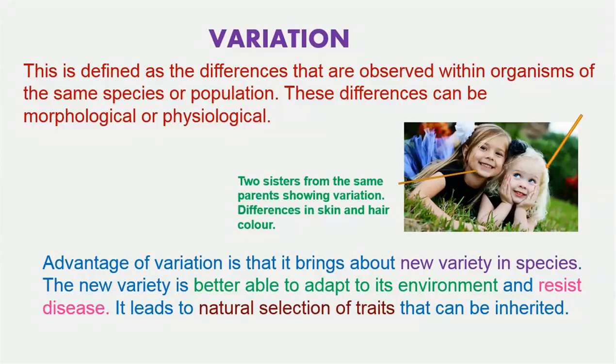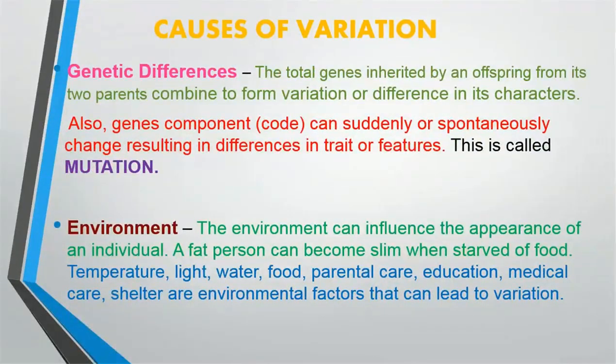Variation leads to natural selection of traits, and this natural selection of traits can be inherited. Now, what do we mean by natural selection of traits? Some certain characters or traits are favorable to an organism and help the organism to survive better in its environment. These traits are selected and over time they can be transmitted from parents to offspring or from one generation to another.